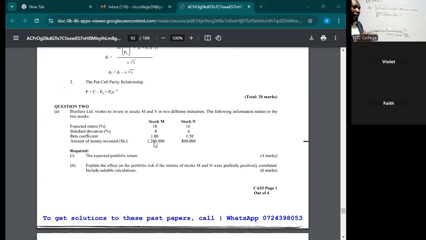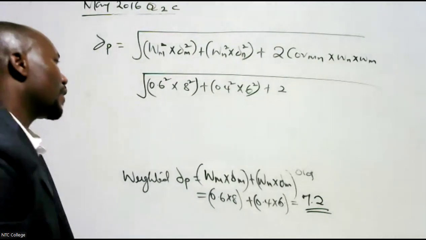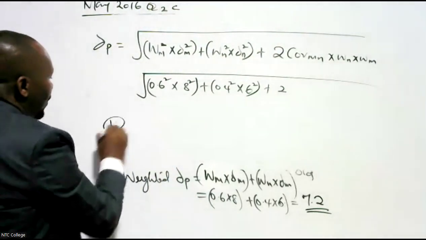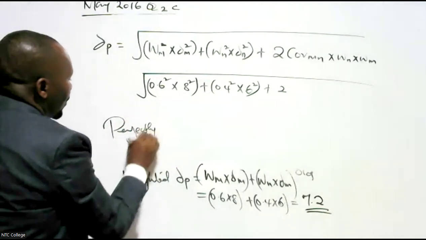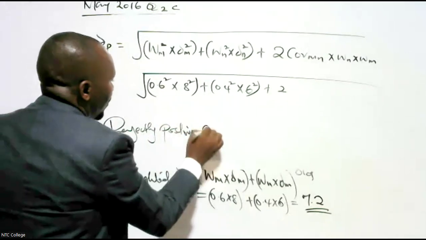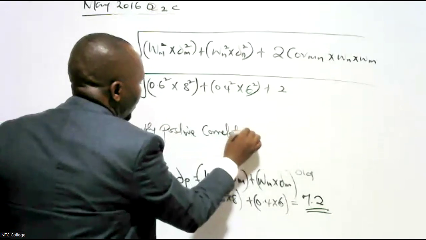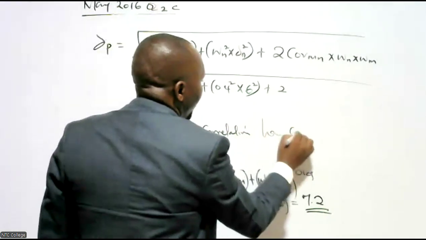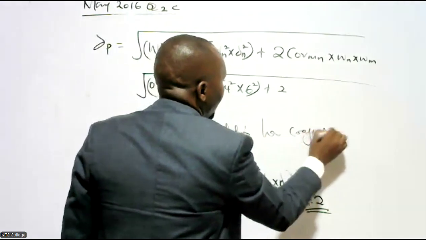When items are moving together, they are perfectly correlated. When M and N are perfectly positively correlated, what happens? The coefficient of correlation is 1. Perfectly positive correlation has a coefficient of 1.